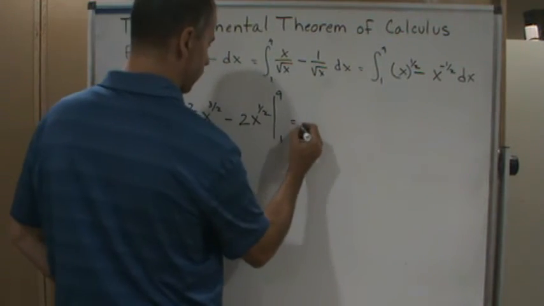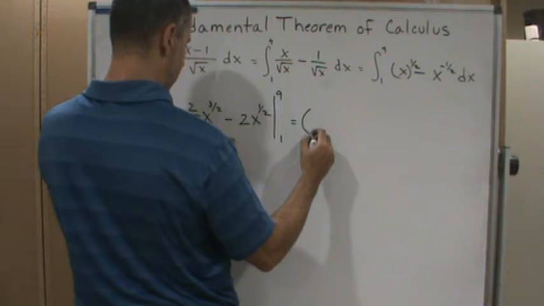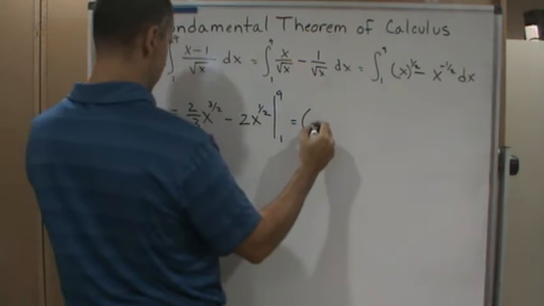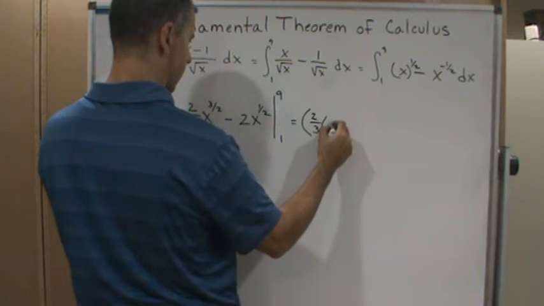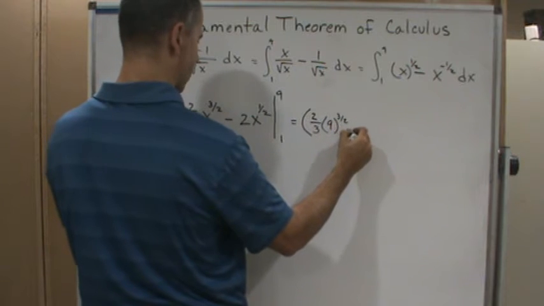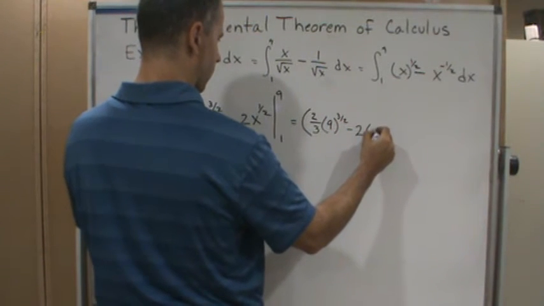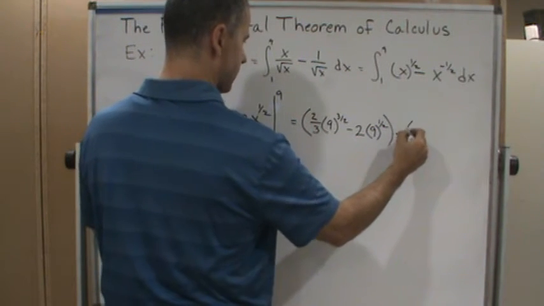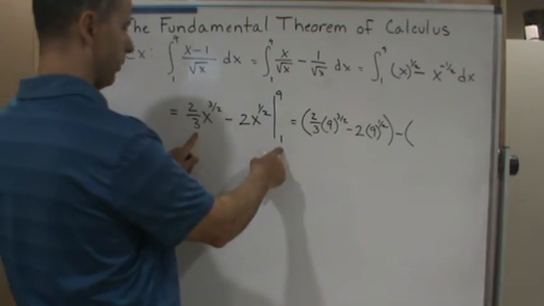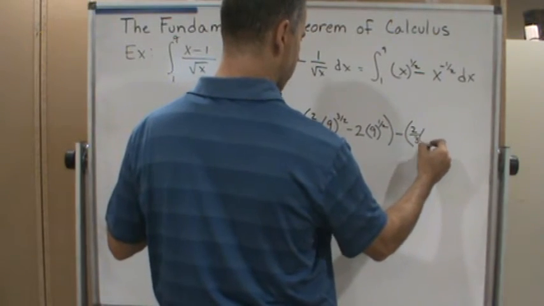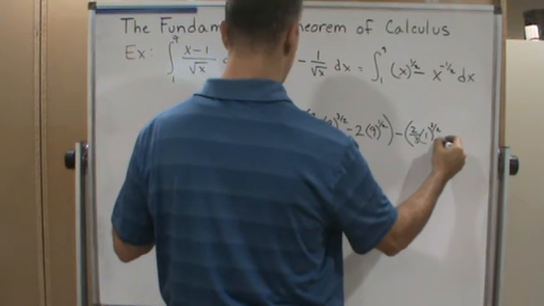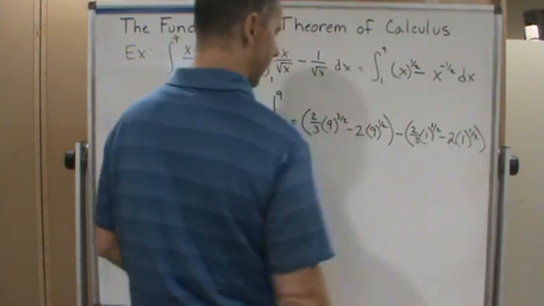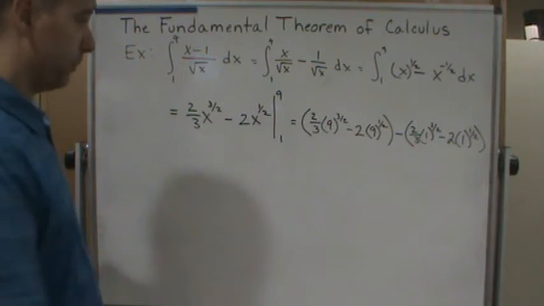So now all I'm going to do is set this up as this evaluated at 9 minus this evaluated at 1. So this is going to be 2/3 times 9 to the 3/2 minus 2 times 9 to the 1/2, minus the same quantity evaluated at 1, which is 2/3 times 1 to the 3/2 minus 2 times 1 to the 1/2 power, and now it's just arithmetic.